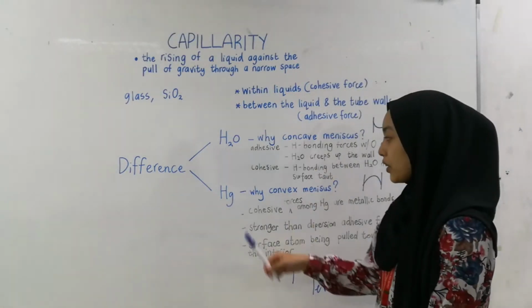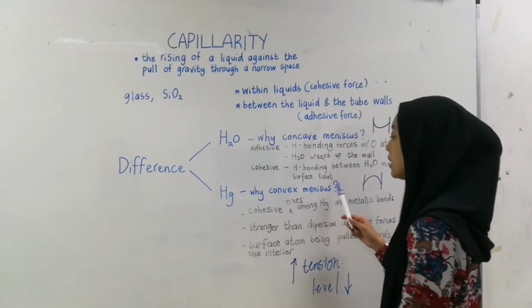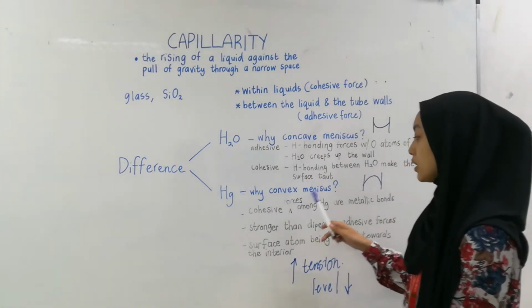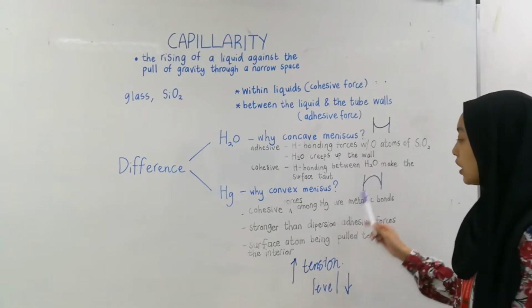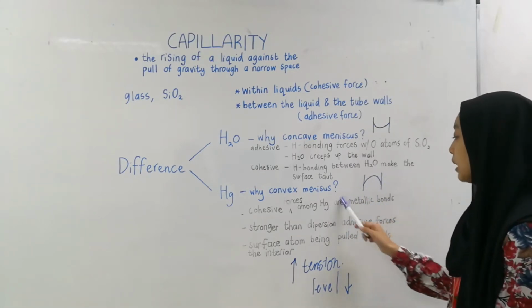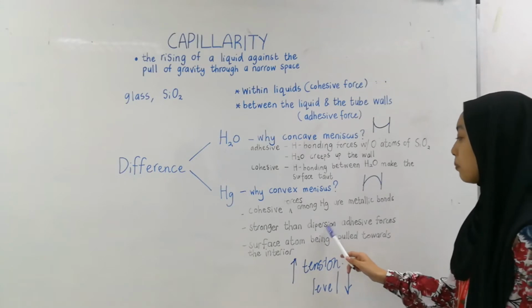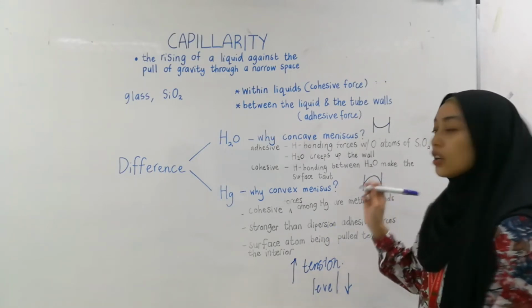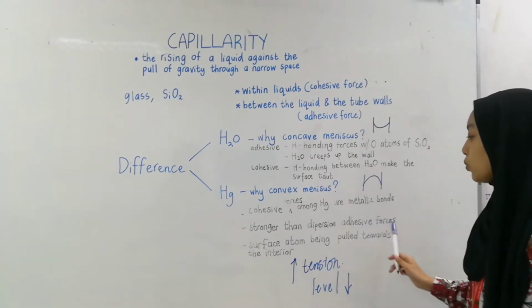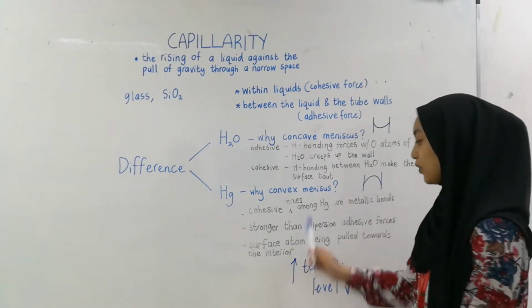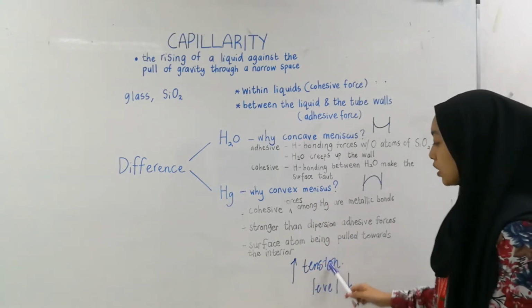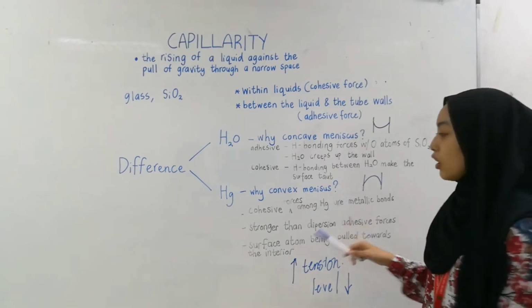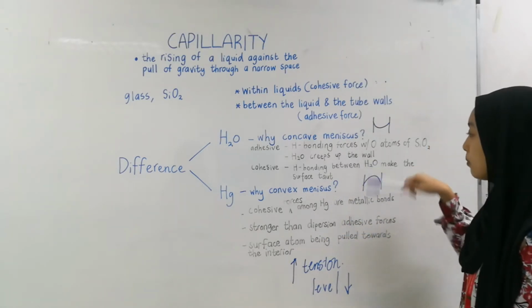This one is mercury. Why does mercury have a convex meniscus? It is because the cohesive forces among the mercury atoms are metallic bonds. This metallic bond is stronger than the dispersion adhesive forces. So the surface atoms being pulled towards the interior cause the tension to become high, and it drops the level of mercury at the walls, so it becomes convex.